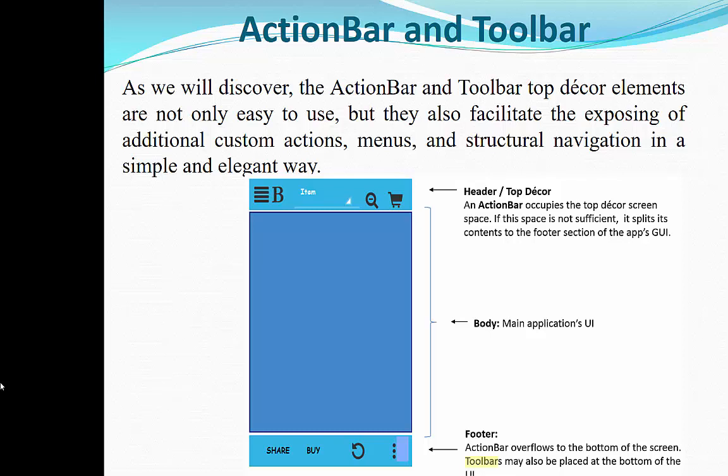On the top, we have a header section that occupies the top of the screen space. If the space is not sufficient, it spills the content to the footer section of the application GUI. The body section is the main application UI in the middle.